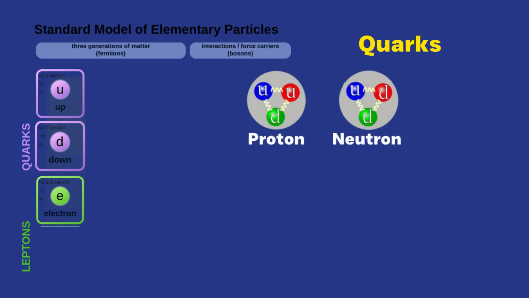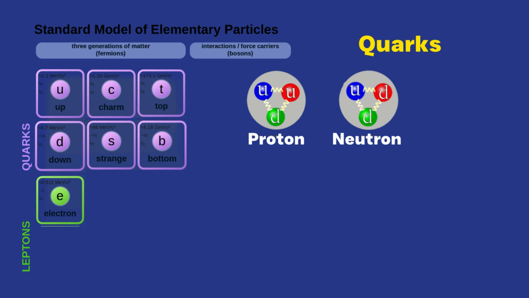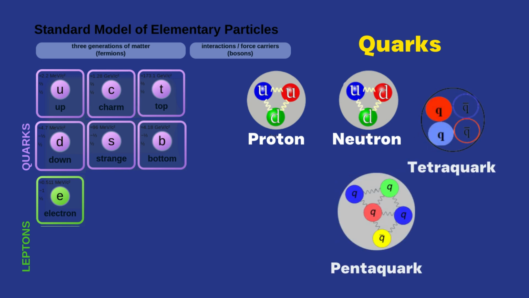There are other types of quarks that make for more uncommon particles. These are the charm, strange, top and bottom quarks. Quarks can also exist in groups of 4 or 5, instead of 3, but these particles, tetraquarks and pentaquarks, are very exotic and have not been detected outside human-made experiments.